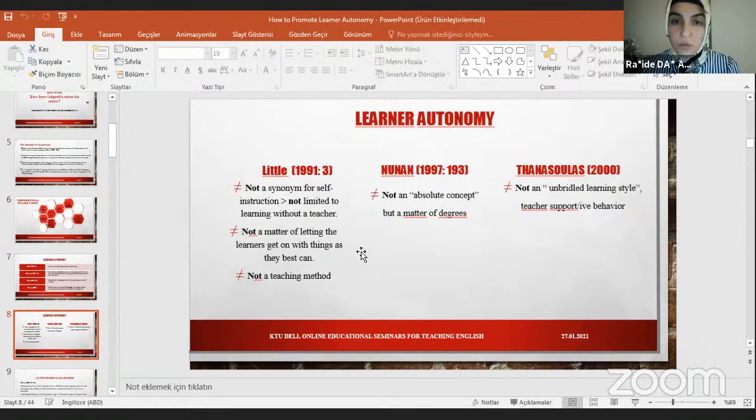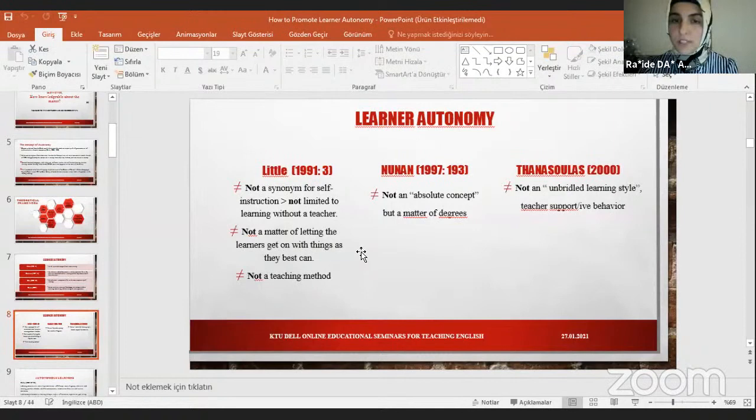But you should consider this concept, and you can find different ways to realize that, to actualize that, to make it part of your teaching. Okay. And also another important dimension is that learner autonomy is not an obsolete concept.